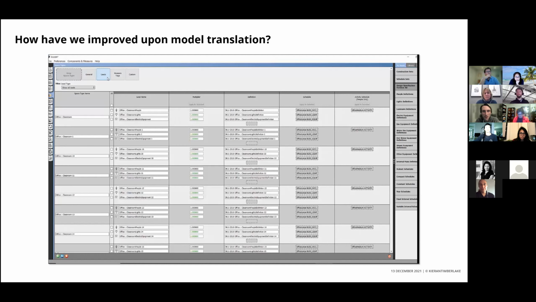And some lower hanging fruit, Kit, if you want to go to the next slide.